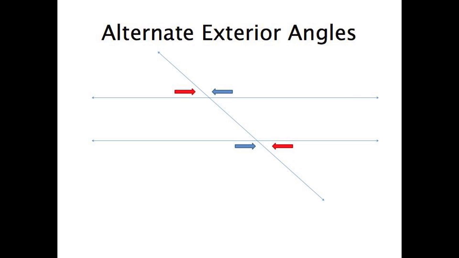The first pair of angles we're going to look at are alternate exterior angles. They are outside the parallel lines and are on opposite sides of the transversal. They are congruent. The theorem which shows this is called the alternate exterior angles theorem.